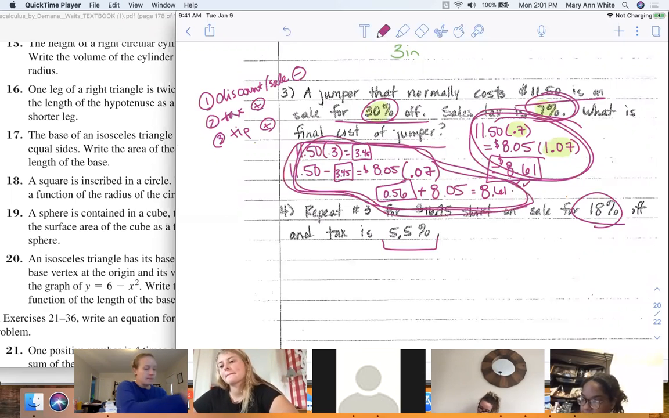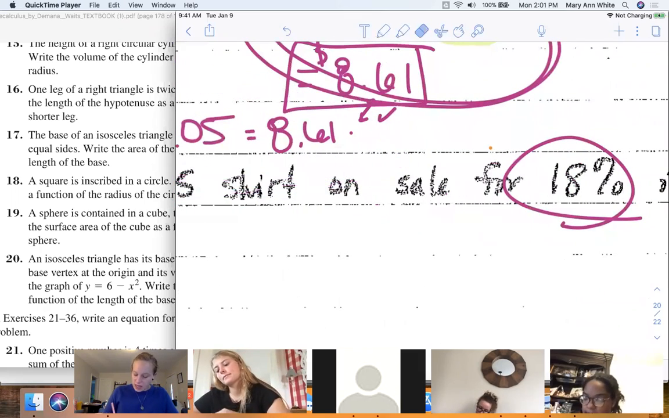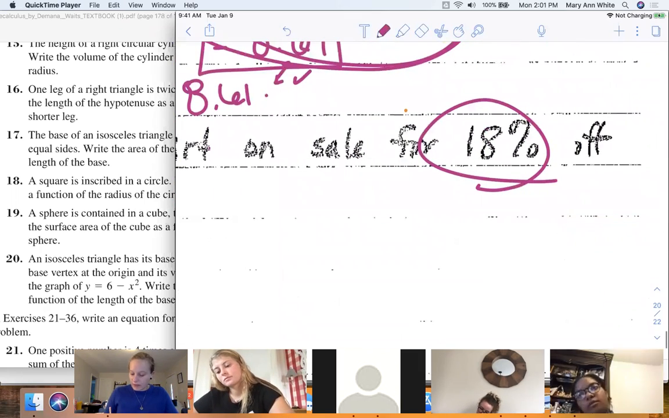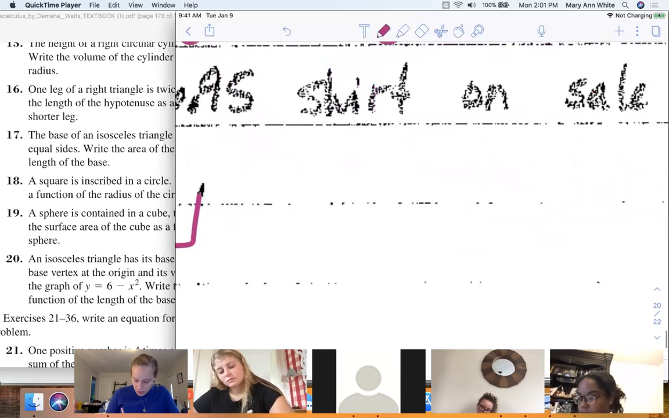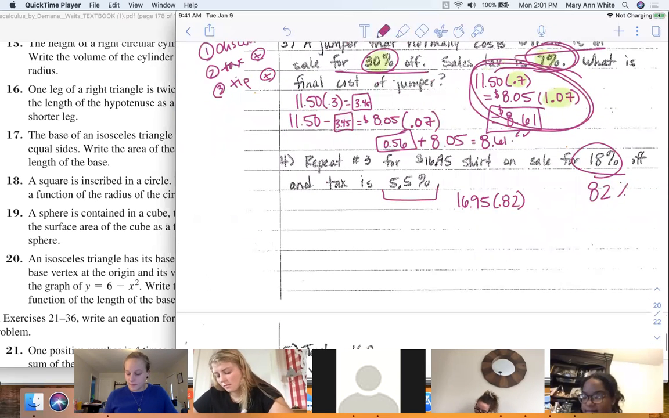In this case, if I'm doing a shirt that's 18% off, 18% off of 100 would be 82%. So I'm paying for 82% of this sweater or this shirt. So I'm doing 16.95 times 0.82. 16.95 times 0.82, I get 13.90.